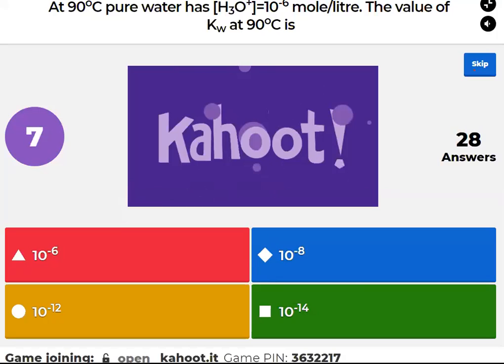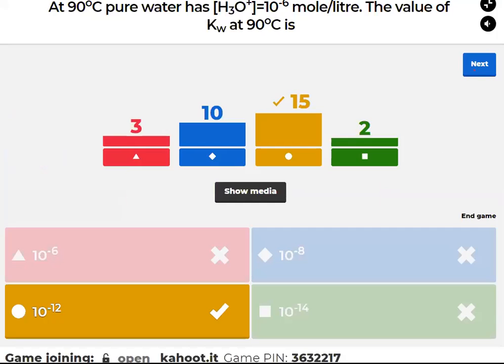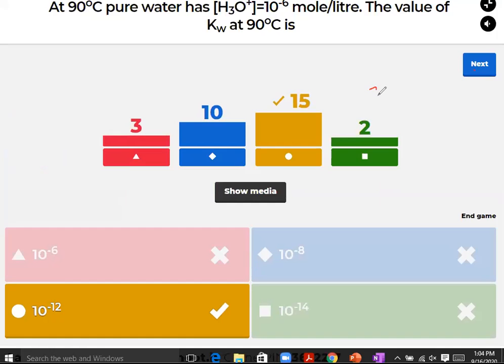So here the temperature changes, so obviously K will change. Yes, very good. Most of you said we know that the concentration of H plus squared is equal to Kw, for pure water. So 10 to the minus 6 whole squared is equal to 10 to the minus 12. Okay? Next.